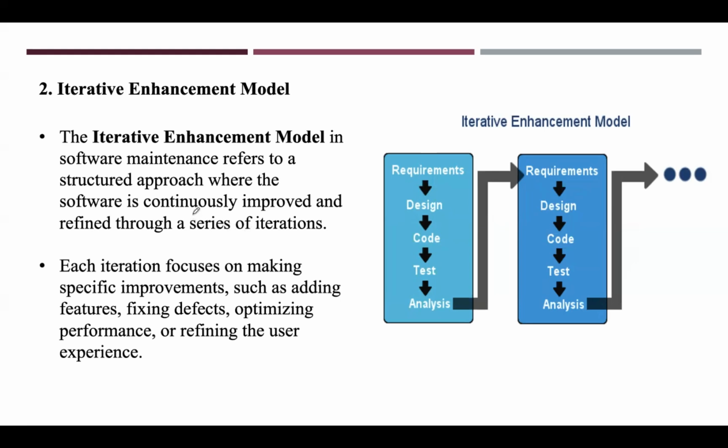Here, the software is continuously improved, and that takes place through a series of iterations. So, here, improvement can be either adding features or fixing defects, or optimizing performance, refining the user experience. So, all of them come under improvements only, right?